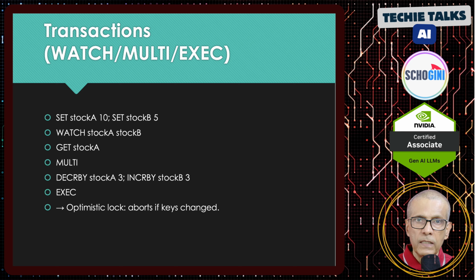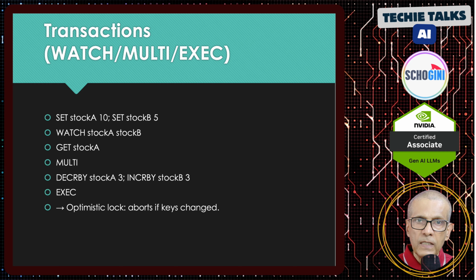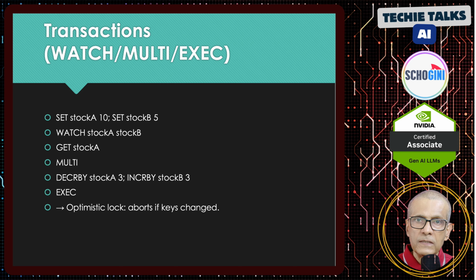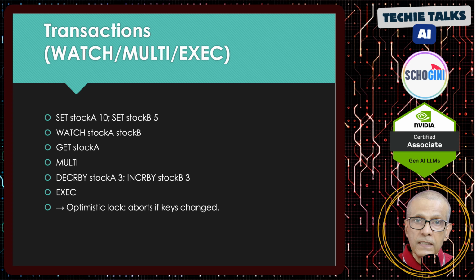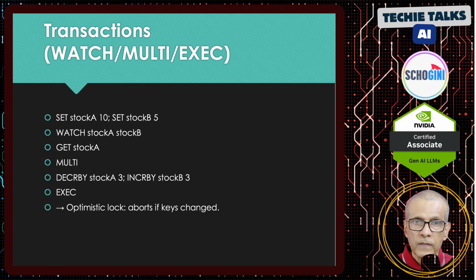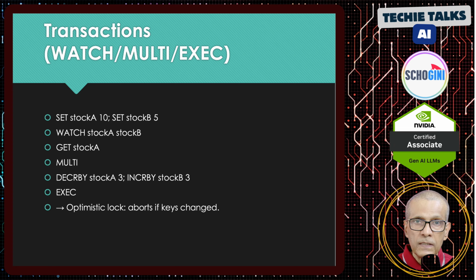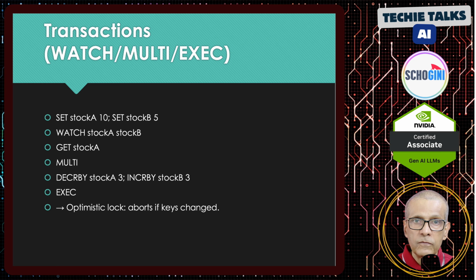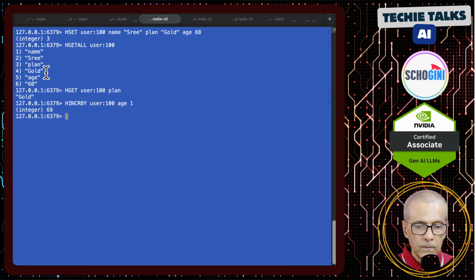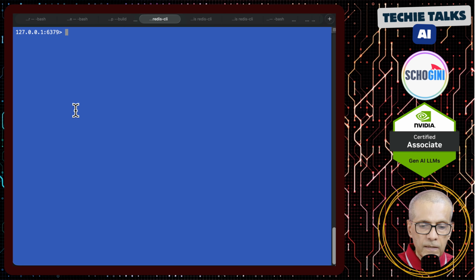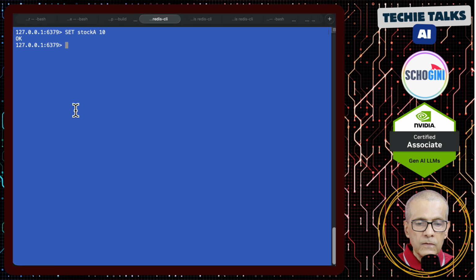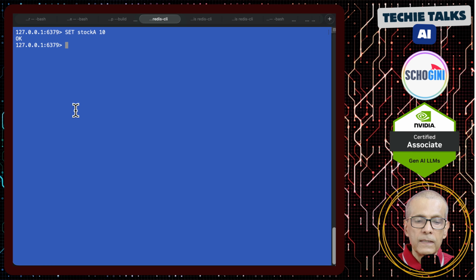We will test it by running 2 clients on the same keys. You will see how one succeeds, and it is lightweight integrity protection for distributed systems. And remember, this demo is very critical. You will not find such a demo anywhere. So let me clear the screen and set stock A.